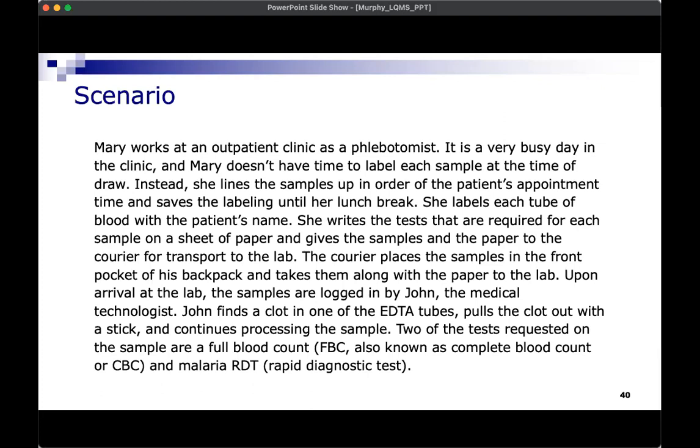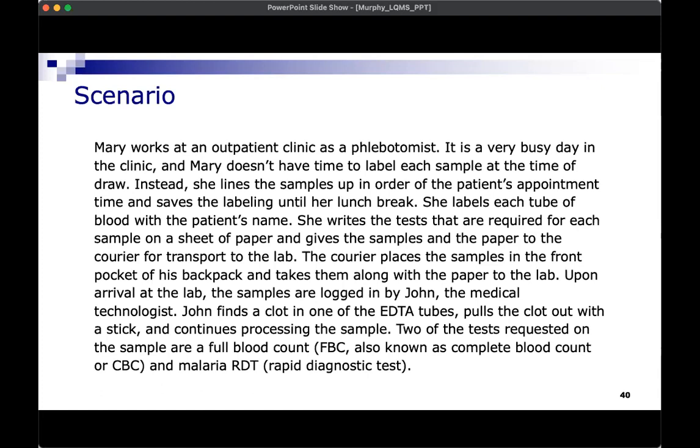And then lastly, John finds a clot in one of the EDTA tubes, pulls it out, and continues processing the sample. So again, here, it wouldn't necessarily automatically be cause for rejection. It really depends on what type of test is ordered, and if they're able to get a redraw. So if you're able to get a redraw on a clotted sample, absolutely, that's what should be done.